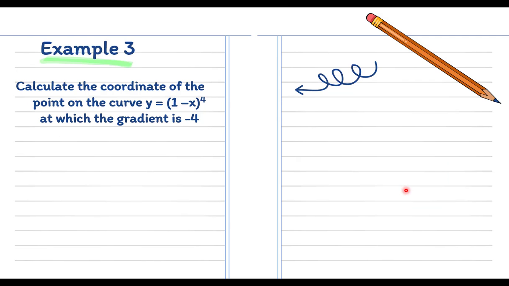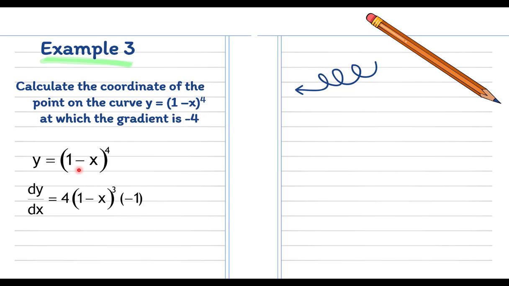Okay, next at example 3 we will see the application, yeah, of the second derivation formula. Calculate the coordinate of the point on the curve y equals 1 minus x to the power of 4 at which the gradient is minus 4. Gradient here is talking about dy dx. So we know that dy dx is minus 4. So to connect it with y, from y we make dy dx.